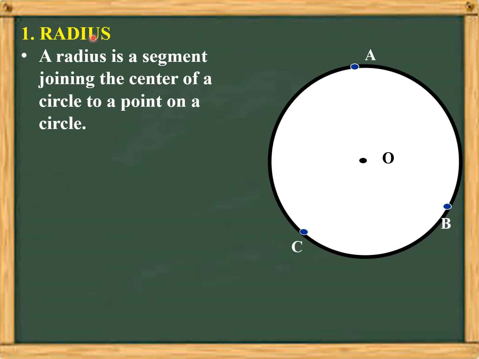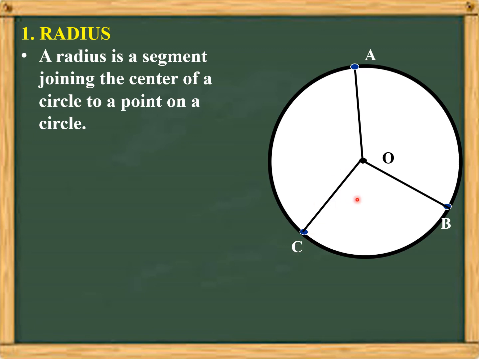So when it comes to radius, it means from the center to another point on a circle. Okay? So if I'm going to connect point O and point A, we will have this. And this is an example of radius. So if I'm going to connect point O to point B, this is also an example of radius. So if I'm going to connect point O and point C, this is an example of a radius.